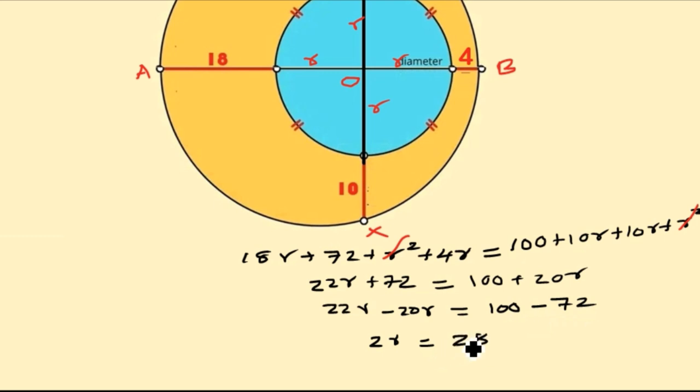Remember, you were told to determine the diameter of the smaller circle, and the diameter is 2R. We found 2R is 28, so the diameter of the smaller circle is 28. Ladies and gentlemen, that is the simplest means to determine the diameter of the smaller semicircle: making it a complete circle so that you can use the concept of intersecting chords. Thank you for watching, and see you again in our next video.